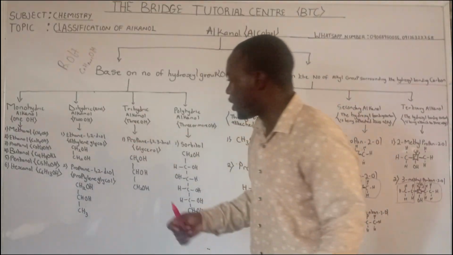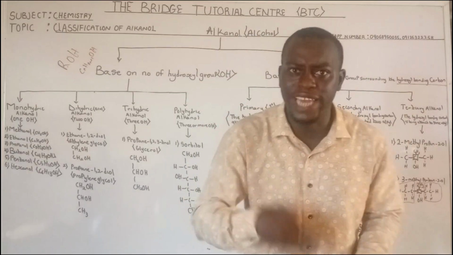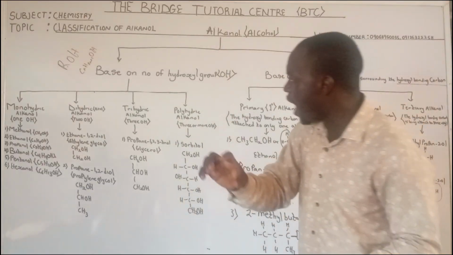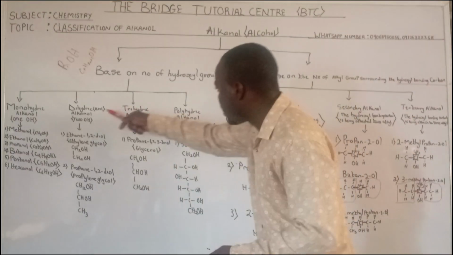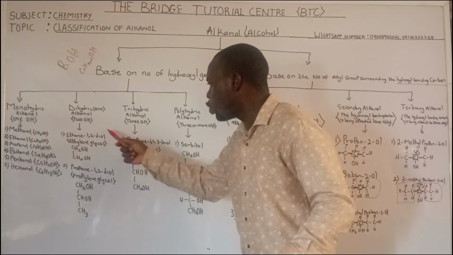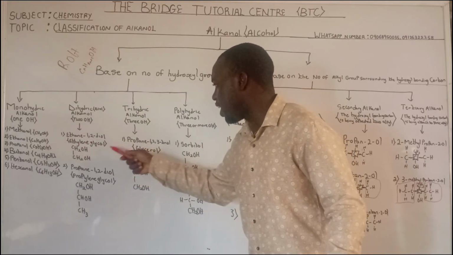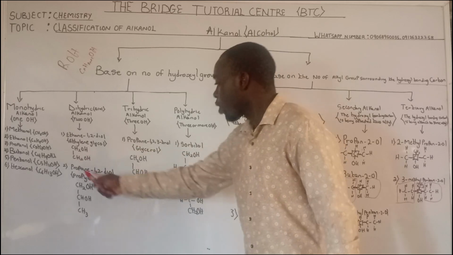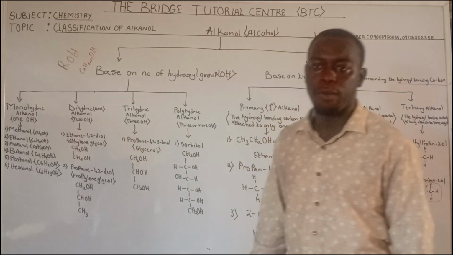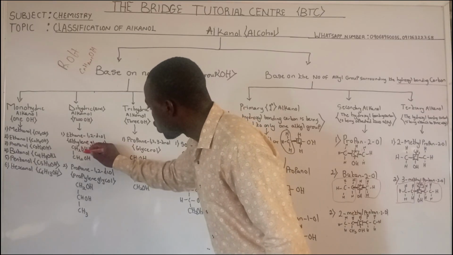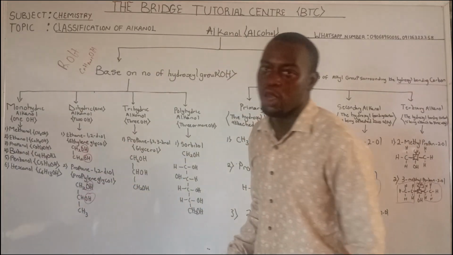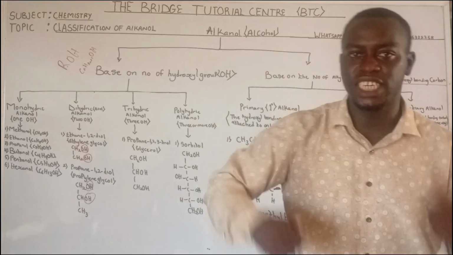For the dihydric, I said dihydric alkanols are also known as diol or glycol. That's dihydric alkanol. You can see a typical example: ethane-1,2-diol, which is also referred to as ethylene glycol, and you can see the formula. We have propane-1,2-diol, or propylene glycol. You can see that both of them have two hydroxyl groups in their molecule. That's why we call them dihydric alkanol.